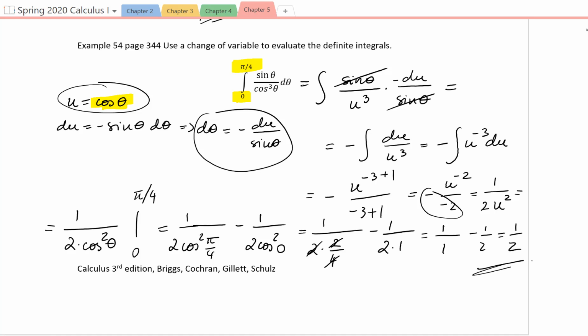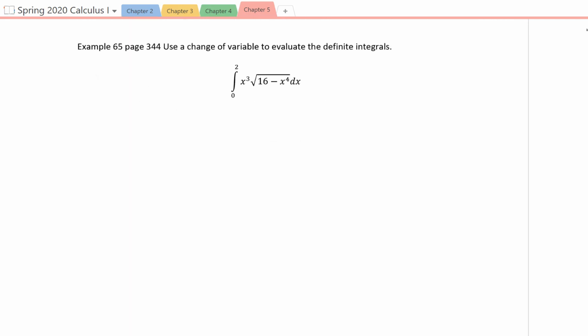Now, if you are curious, you can just change the limits of integration in u and see if you get the same thing. Okay, let's see another problem.